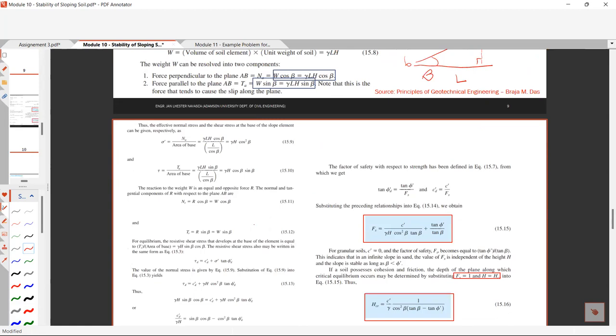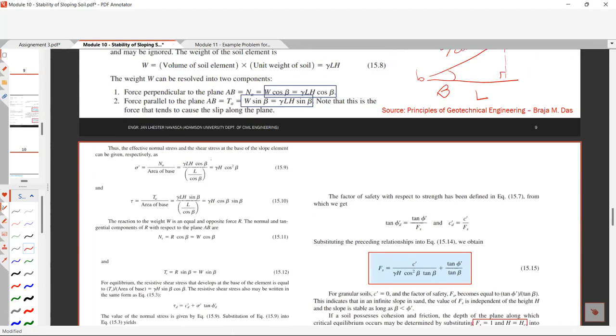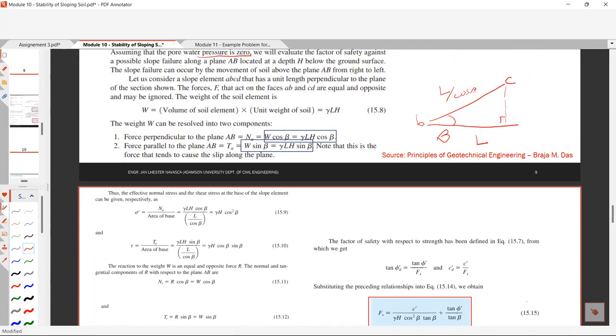Okay. So this one. So the area of the base will be L over cosine beta. Considering a 1 meter strip, so L over cosine beta times 1. He did not show the 1. Therefore, we have here gamma H cosine squared beta. Okay, so the reciprocal of the cosine beta.